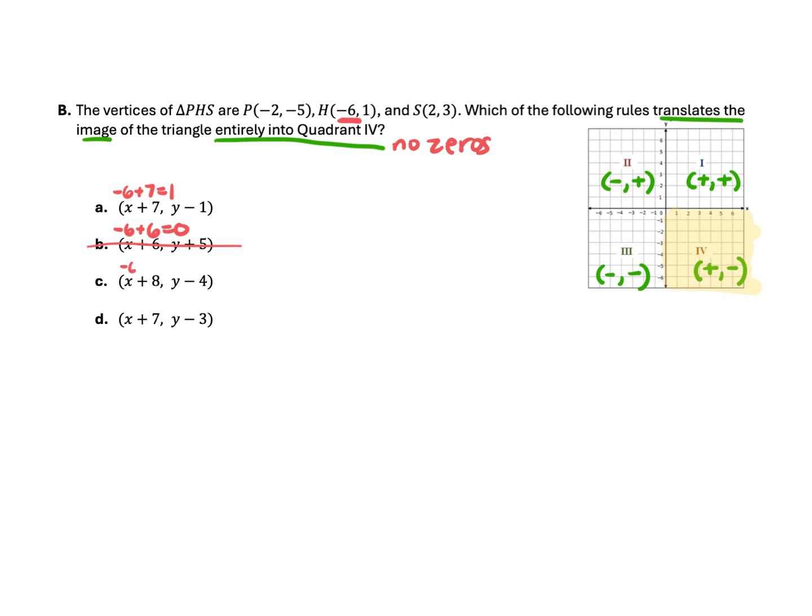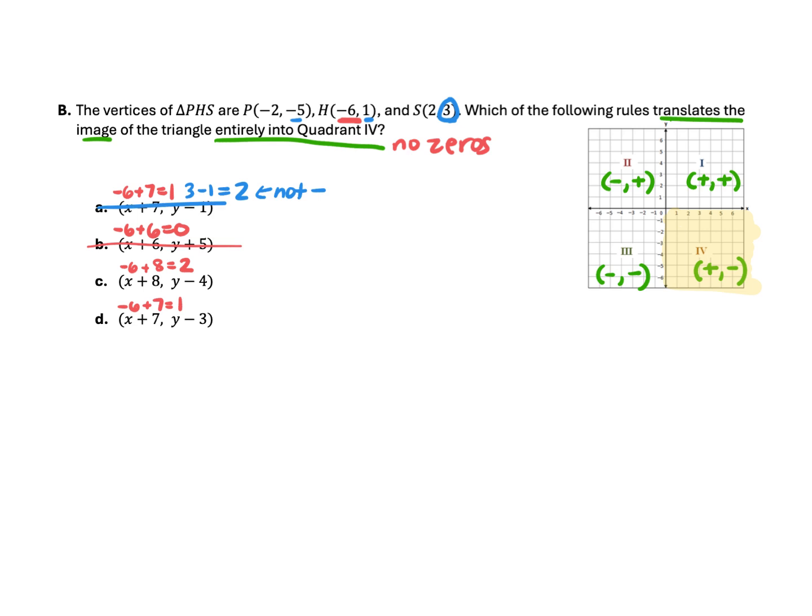If we take -6 plus 8, that is +2. And -6 plus 7 is +1. So we've only eliminated B, but now let's go and look at the y transformations. We need our y value to be negative. Currently, the y's are -5, +1, and 3. The one that's the furthest away from being a negative number is 3. If we do 3 minus 1, that's 2. That's not negative.